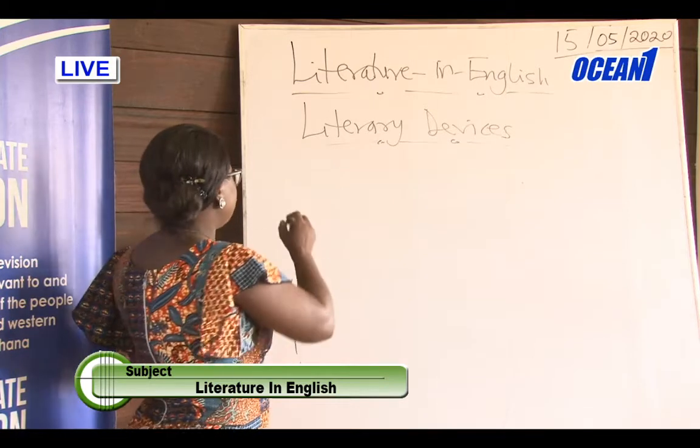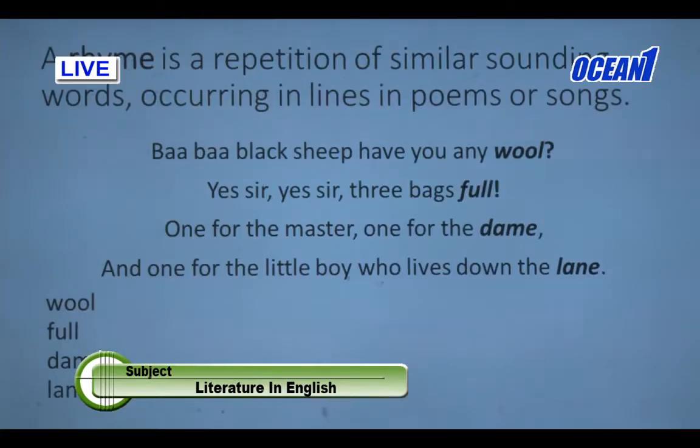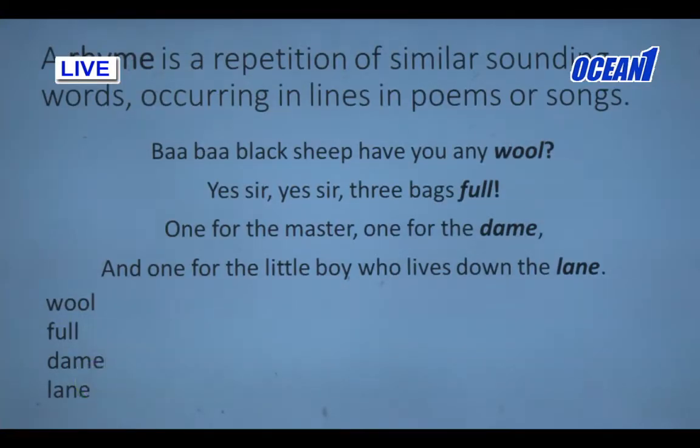The next device is rhyme. What we must know is that rhyme is a sound device. Most of the time, rhyme is used in poetry. Rhyme is mostly found in poetry because it is a sound device. When we say two words rhyme, it means that they have similar sound. Here, we are exploiting sound and not orthography or the spelling. We are not looking at spelling, but we are looking at sound. So let's look at the simple rhyme here.